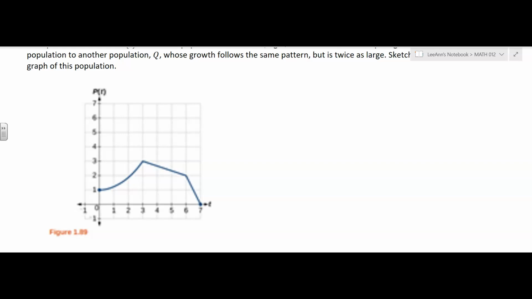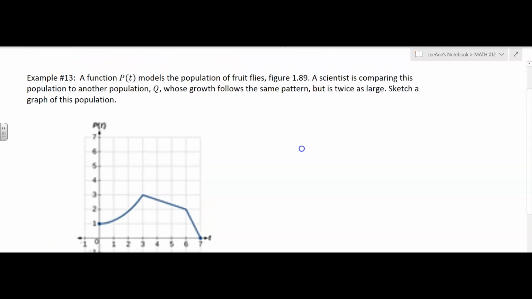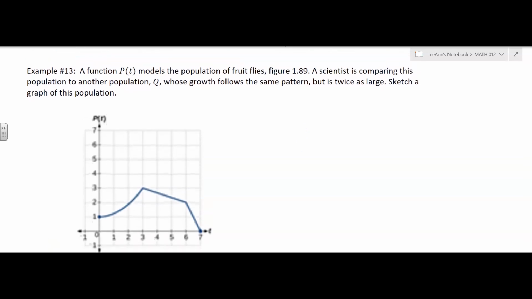Okay, so let's read the directions on this function. A function, p of t, models the population of fruit flies. Okay, so there's the picture of the graph. A scientist is comparing this population to another population, q, whose growth follows the same pattern but is twice as large. Sketch a graph of this population. I'm going to do it right on this graph paper.